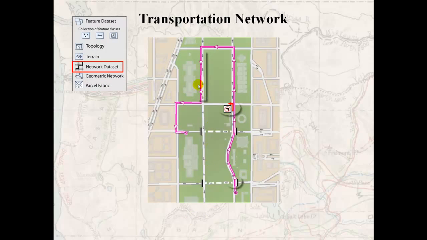Here's a graphic that shows a transportation network. That's going to be called a network data set in ArcGIS, and you can see we have a point 1 and a point 2, and the network is going to give us a path to go from point 1 to point 2.